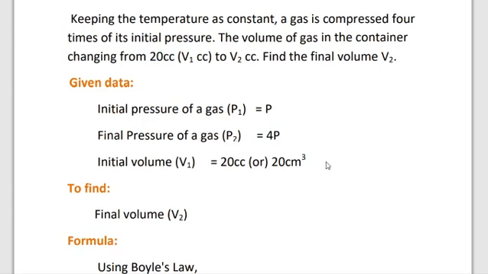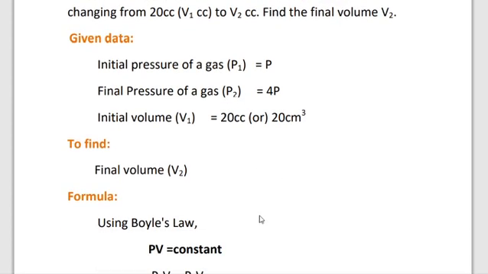So we know Boyle's law. Boyle's law: PV equals constant. So here we use the same formula. What are the given data first? Initial pressure of a gas P1 is given, that is P. We take that value as P. Then final pressure of the gas P2 equals 4P. That means 4 times the initial pressure. Initial pressure P, 4 times means 4 into P, that equals 4P is the final pressure of the gas. Then initial volume is given, V1 equals 20 cc or 20 centimeter cube. What is the question asked? We calculate the final value V2.